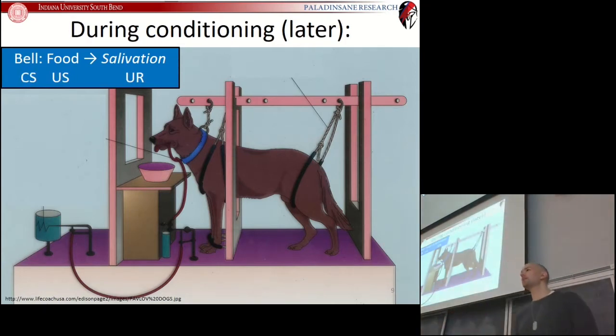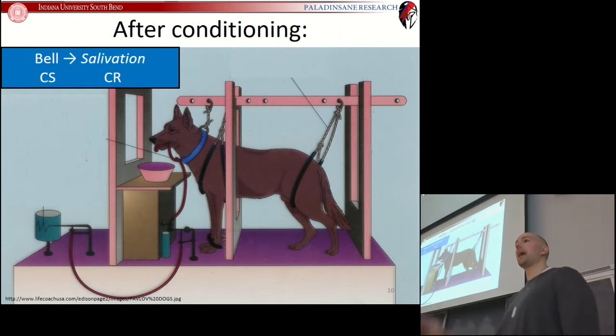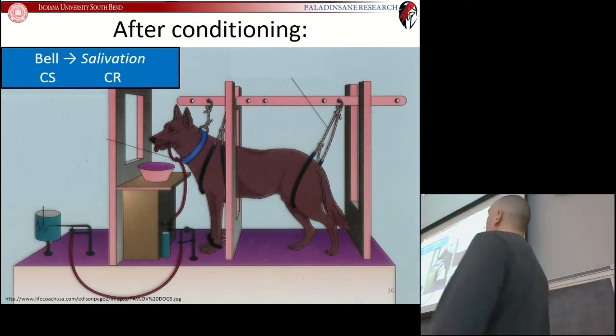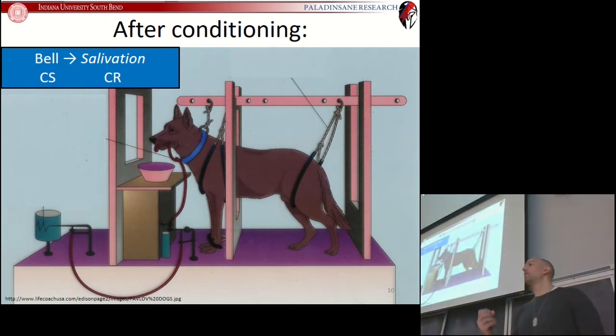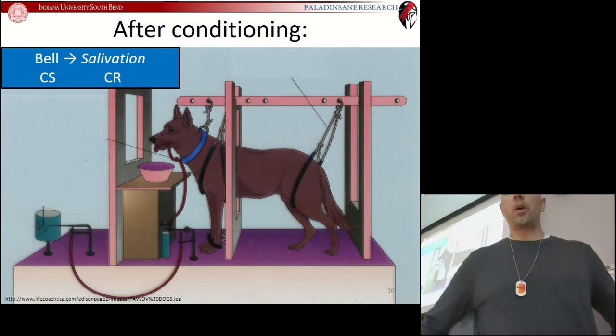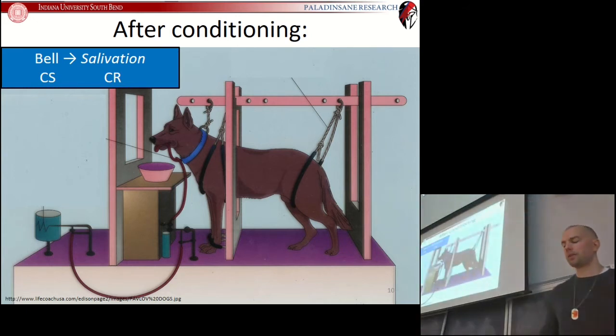And we can test whether learning has occurred by presenting the conditioned stimulus alone. And if we present that conditioned stimulus alone and it now causes a response, in this case it causes salivation, the conditioned response, we know that that neutral stimulus is transformed into a conditioned stimulus. So before we go on to any of the new stuff today, any questions on classical conditioning, its basic format?